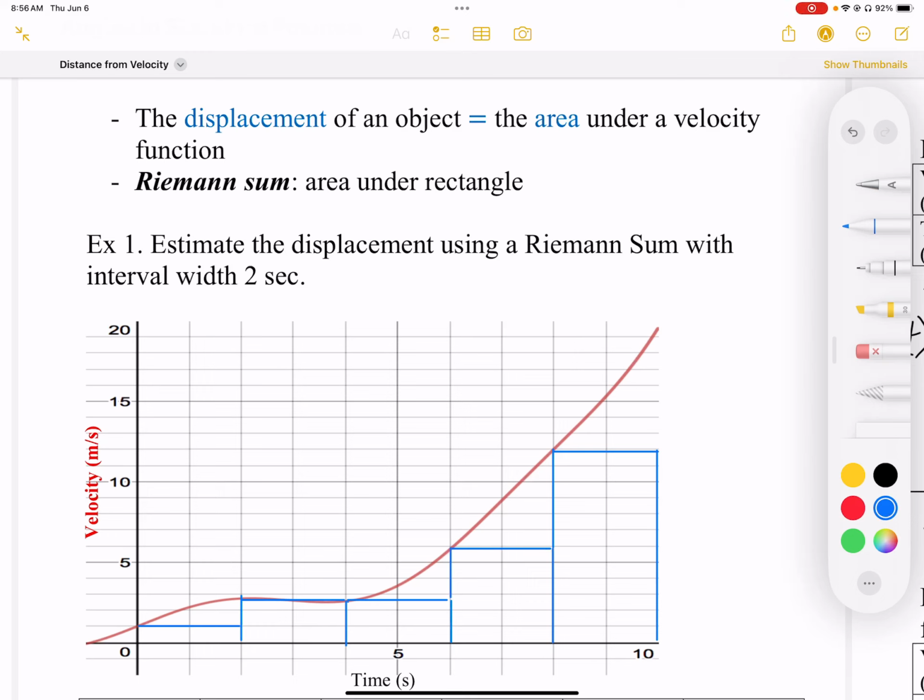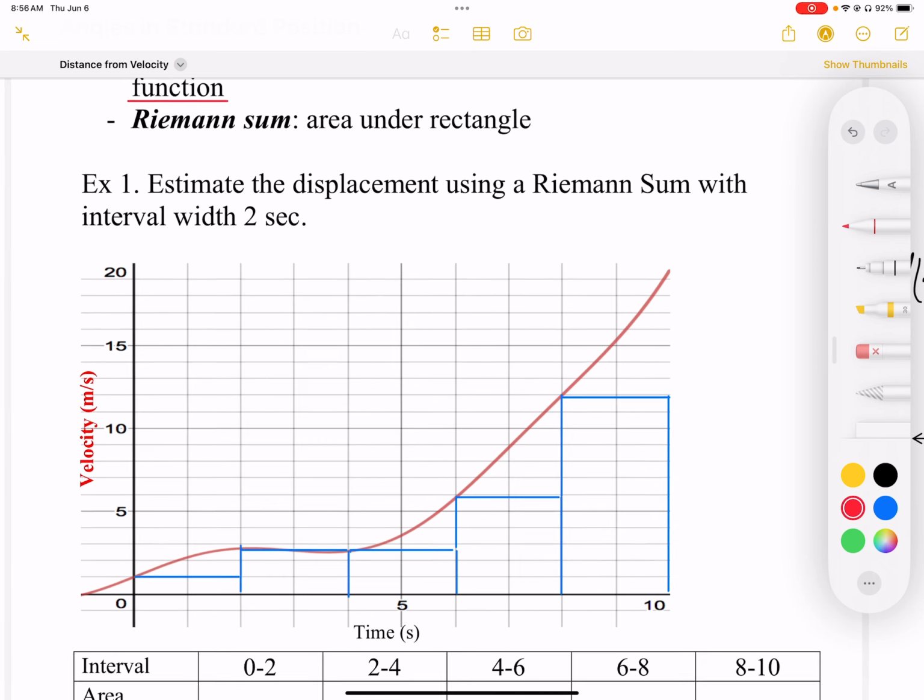Under a velocity graph, the displacement is going to be the area under that function. So the displacement of the object equals the area under the velocity function. Now we're going to give this a name. These are going to be called Riemann sums. So these rectangles are Riemann sums. So these are the areas.